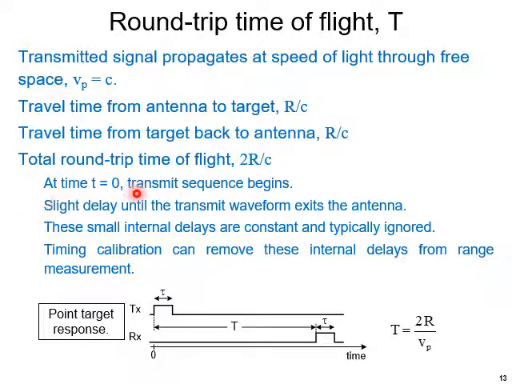At time t equal to 0, the transmit sequence begins. Then there is a slight delay until the transmit waveform exits the antenna. These small internal delays are constant and typically ignored. Timing calibration can remove these internal delays from the range measurement. So if we neglect that particular delay, we can say that the time of flight, or round trip time, is twice r by Vp, or twice r by c if the medium is assumed to be vacuum.